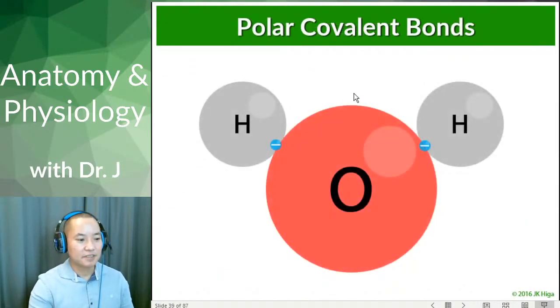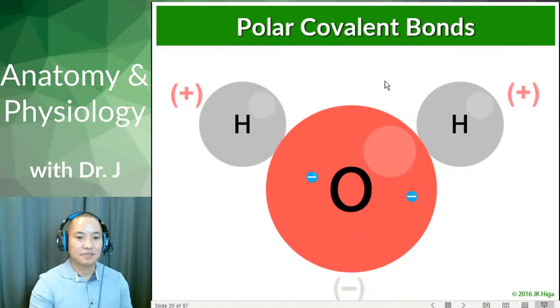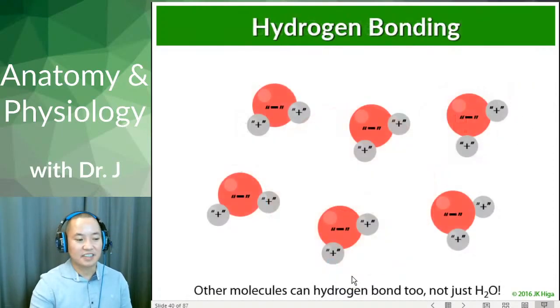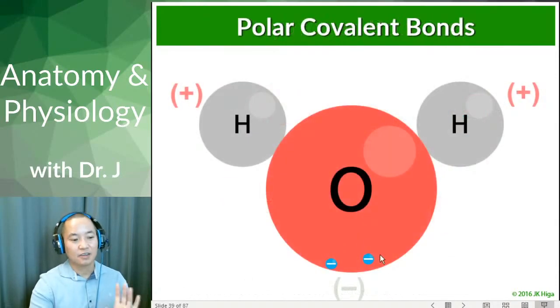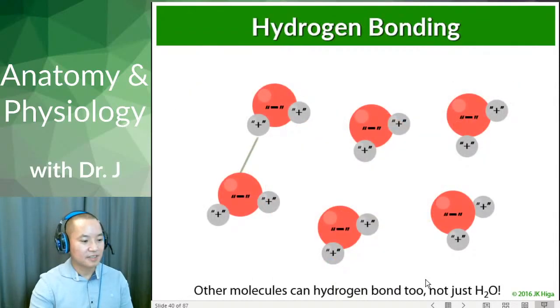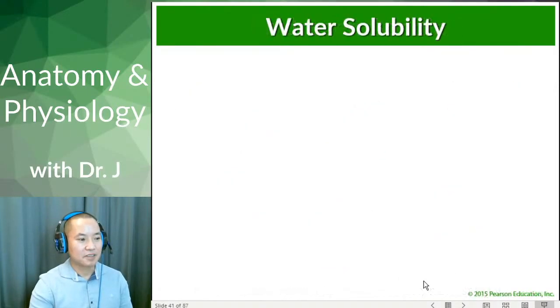All right, so polar covalent bonds. Remember that with polar covalent bonds, you have an unequal sharing of electrons. This causes a slight negative charge on the atom that holds on to the electrons a little more than the other atoms. So we did talk about hydrogen bonding. Now let's talk about water solubility.